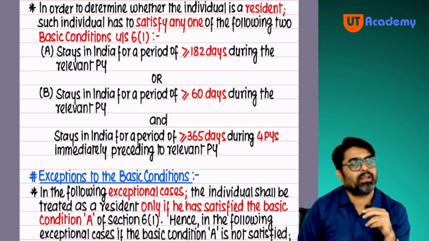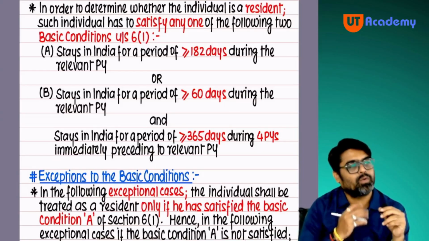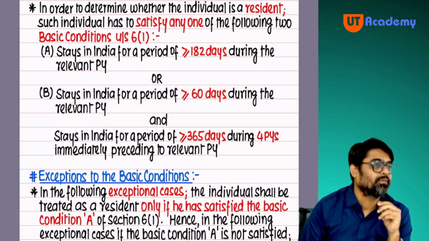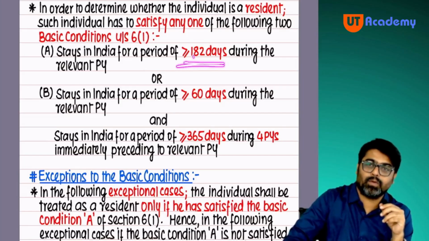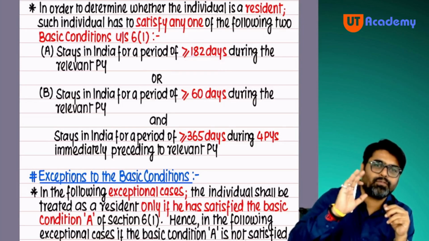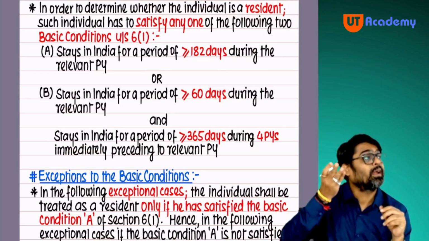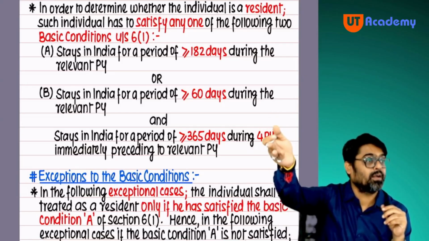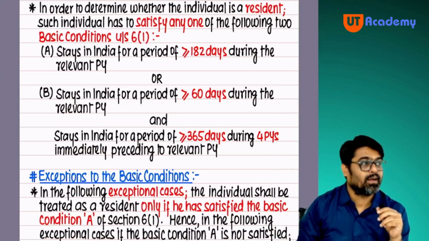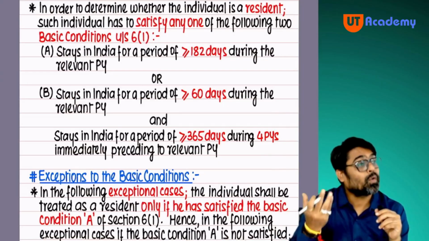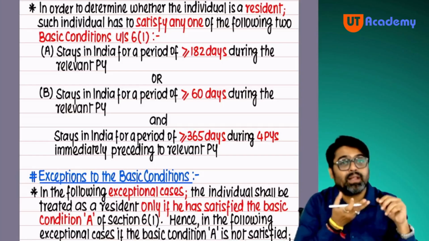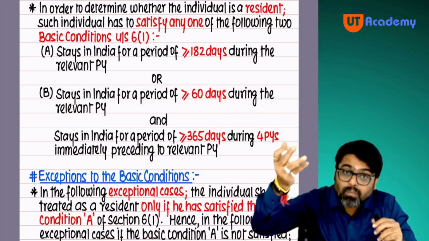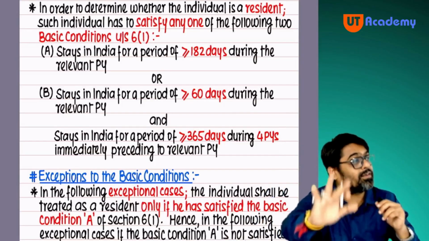How many days are there in a year? Divide by 2. 182.5. 182 is almost half year. Almost half or more than half of the year you are staying in India. How can we consider you a non-resident? Because you are there in India for half year or more. We will consider you a resident in India.